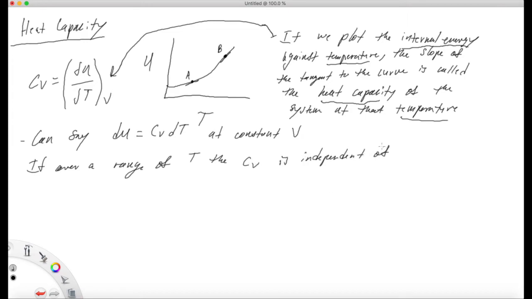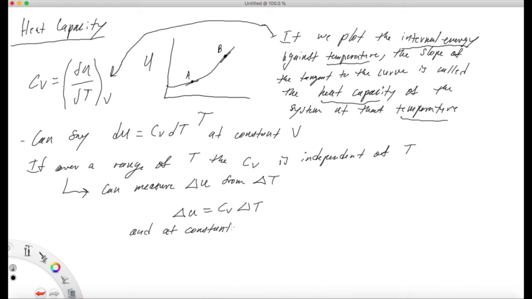And at constant volume, we can also write that Q, remember Q is heat, the Q at constant volume is equal to CV multiplied by delta T. And we said that because at constant volume, delta U is equal to Q. Okay, so we're just writing QV, Q with the subscript V, to denote that this is all happening at constant volume.